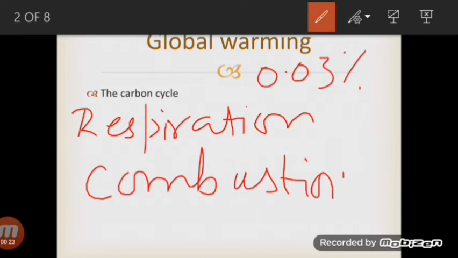What is respiration? All living things respire. It's a very common thing. Respiration converts glucose, which is present inside the food, into carbon dioxide and water. And energy will also be released during the respiration process.